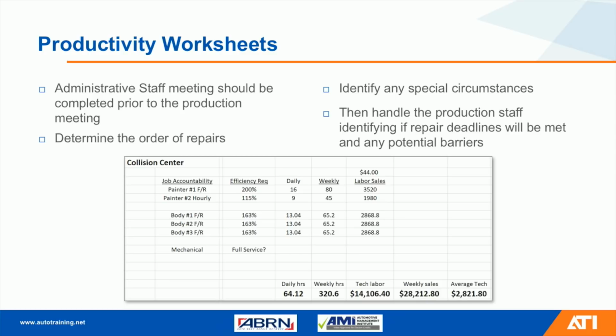Because what we're trying to do here is get to what we're going to be able to complete per day, per week, and then of course monthly, on what our throughput should be able to produce in total sales for the store.